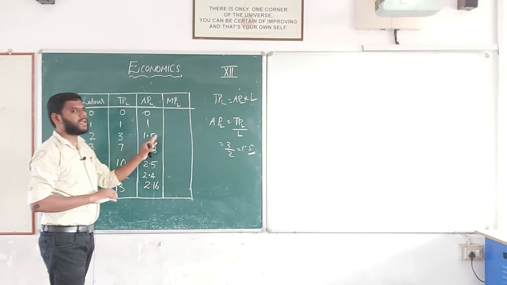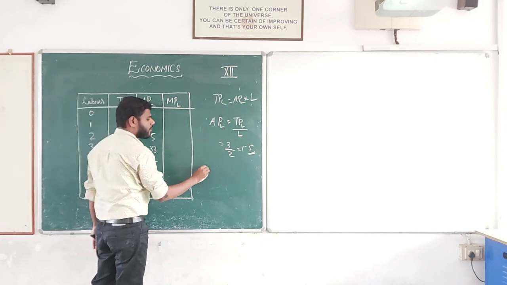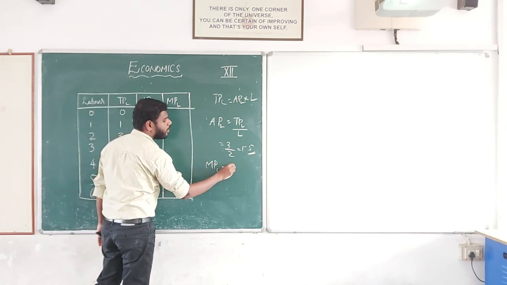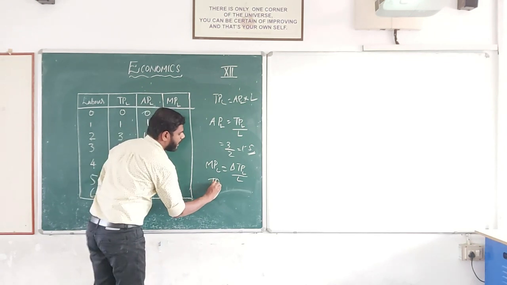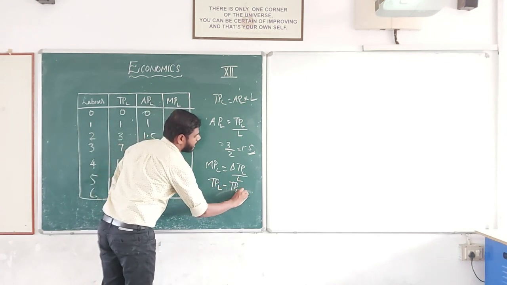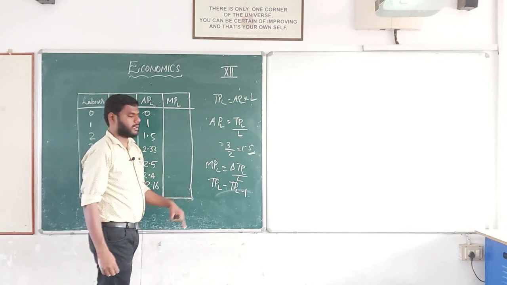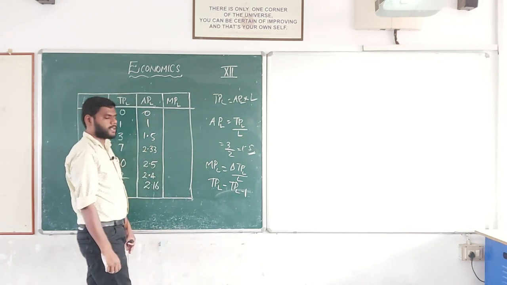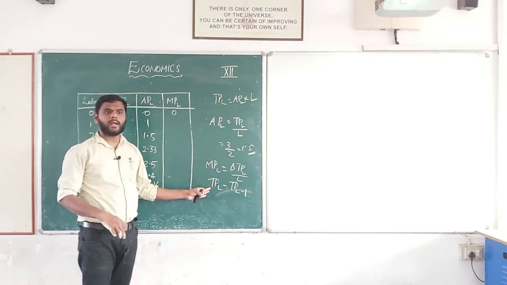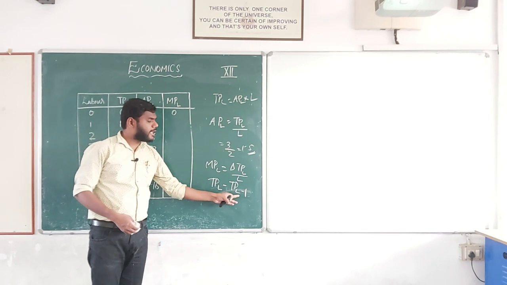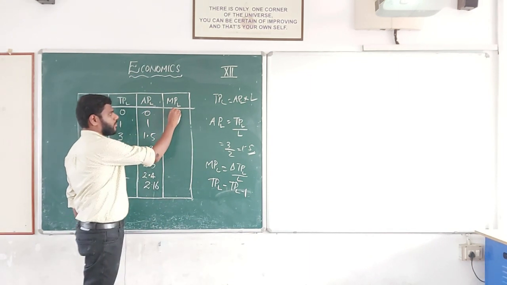Okay, now the next one is marginal product. We have to find marginal product. So what is the equation for marginal product? Marginal product is equal to delta TPL divided by delta L, or TPL minus TPL minus 1. This is another way to find out marginal product. By using this equation we can find out MP, marginal product, where L minus 1 indicates the previous one. Here the first case, it is 0.